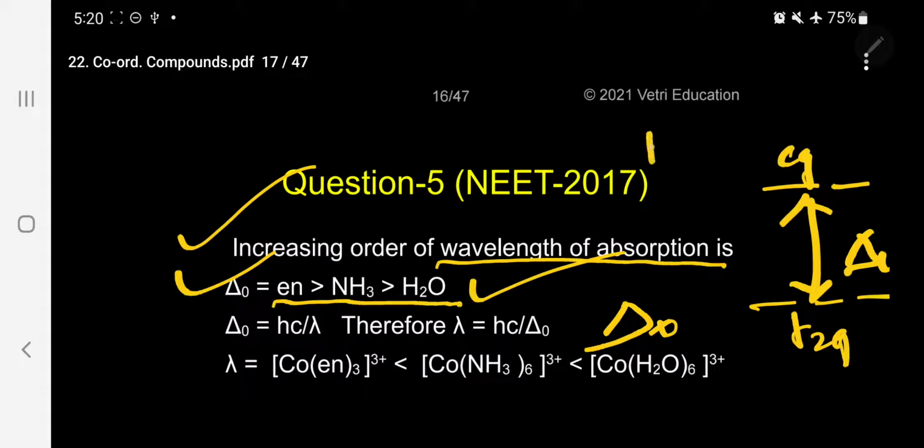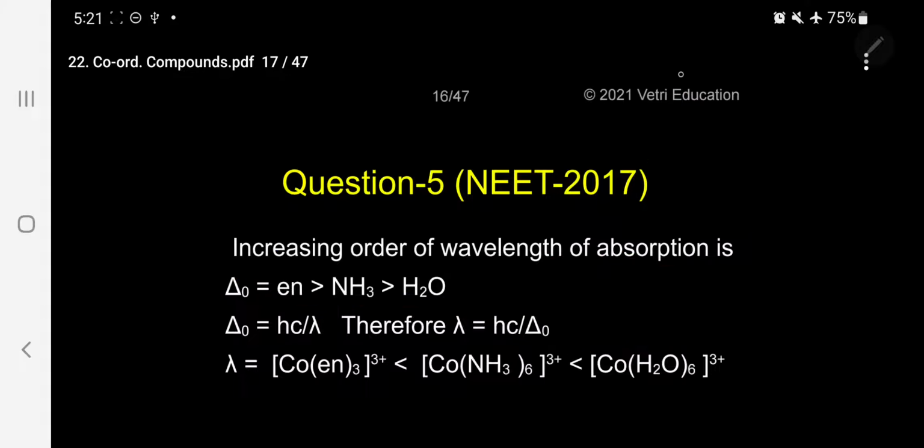Now come to energy: E is hc by lambda. So, high energy, lambda will be lower. So, a stronger ligand gives lower lambda. A weak ligand gives higher lambda. Lambda higher means, kindly follow, how you have to imagine it.